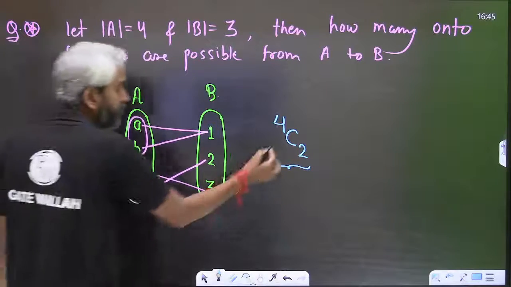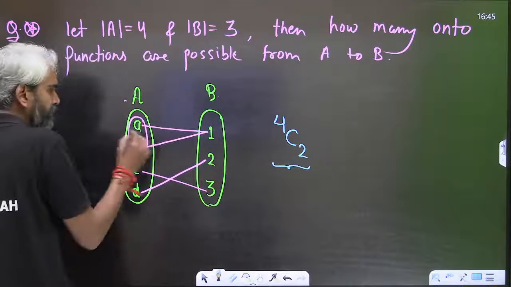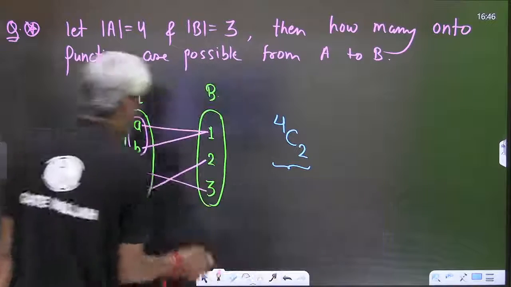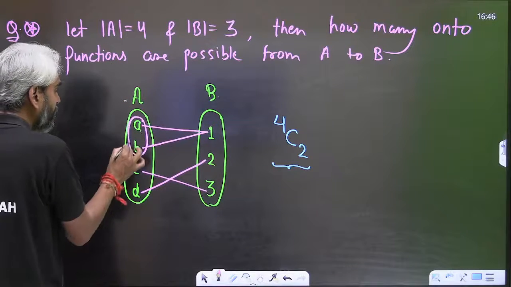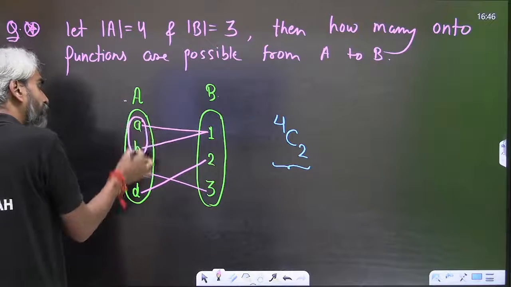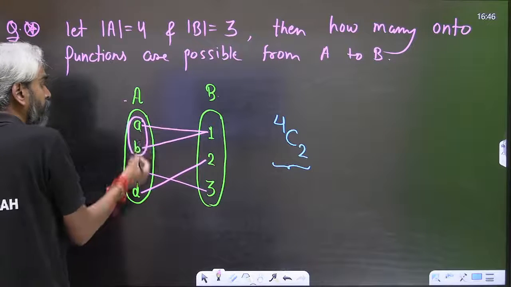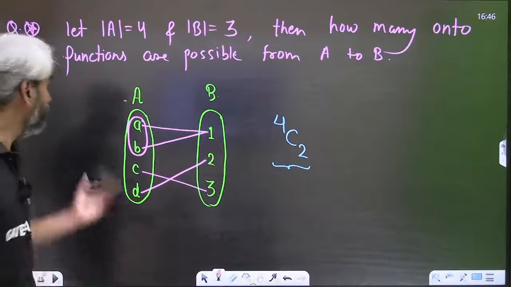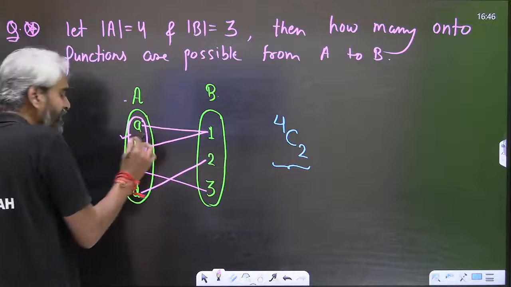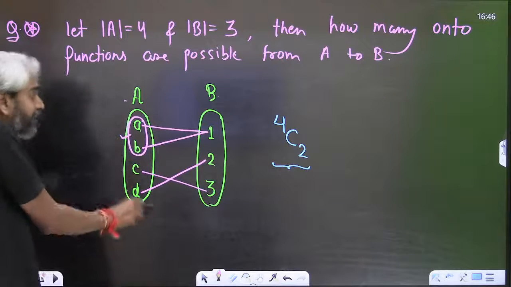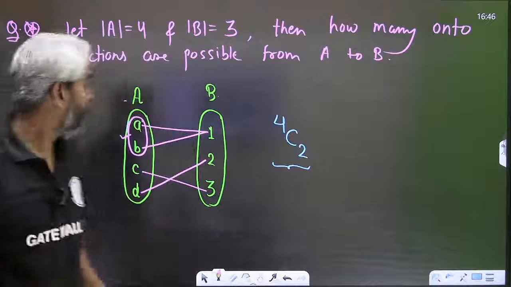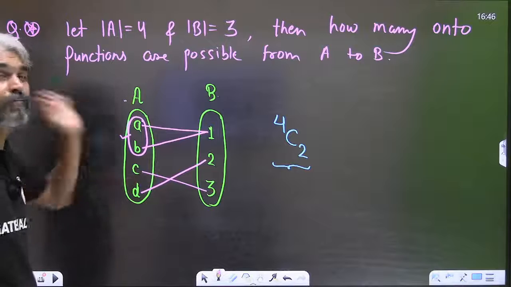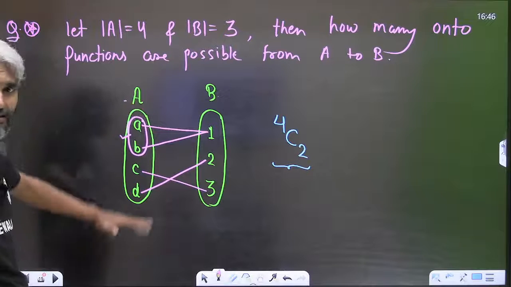Let's assume that we have selected 2 elements out of 4 elements in 4C2 ways, and we have clubbed those 2 elements into a single element, because we know that they will behave similarly in an onto function, that both of them will map with the same element of the codomain. Now, if we consider these 2 elements as a single element, then how many elements are there in the domain? Sir, 3 elements are there in the domain.